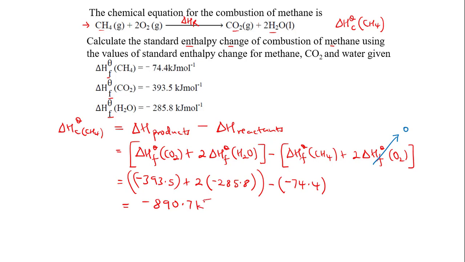So if you simplify the whole of this, you will come up with negative 890.7 kilojoules per mole. So this will be the enthalpy of this reaction, or the enthalpy change of combustion of methane. So that's how we can calculate enthalpy change if they have given us the enthalpy of formation of all the substances involved.